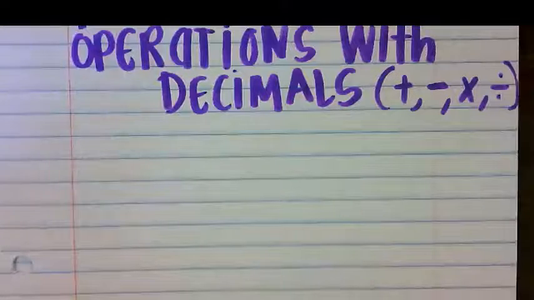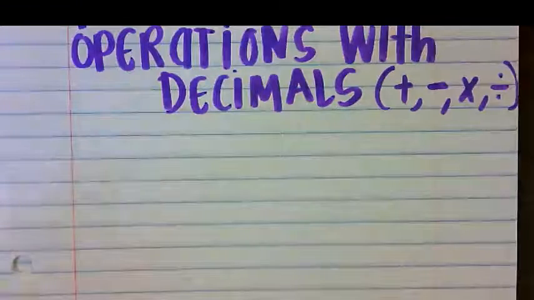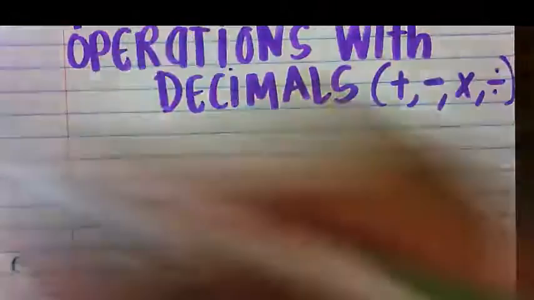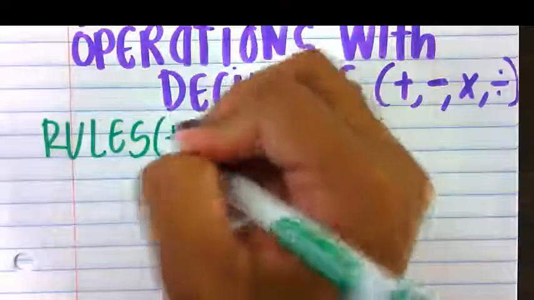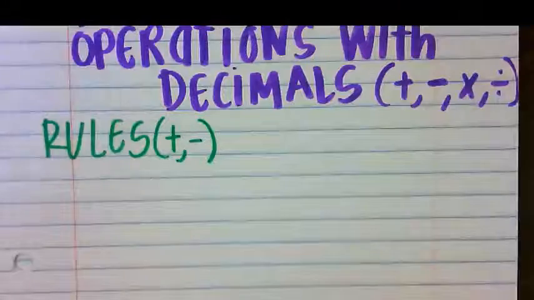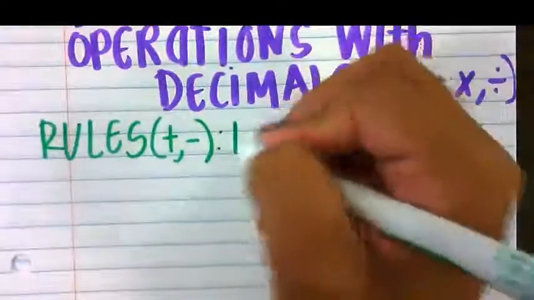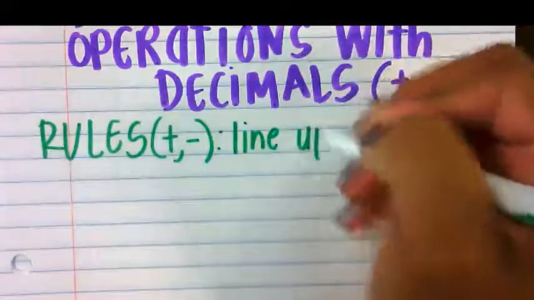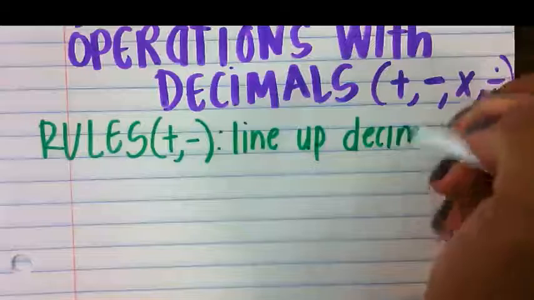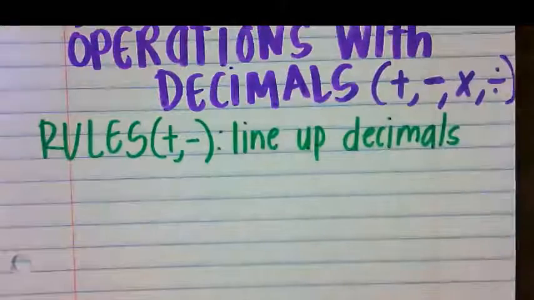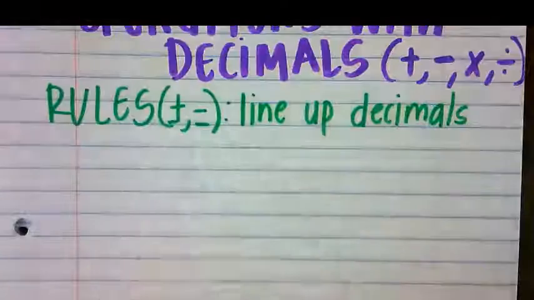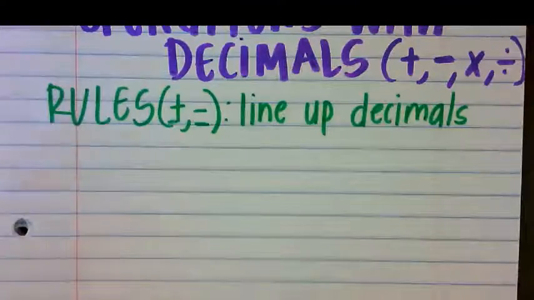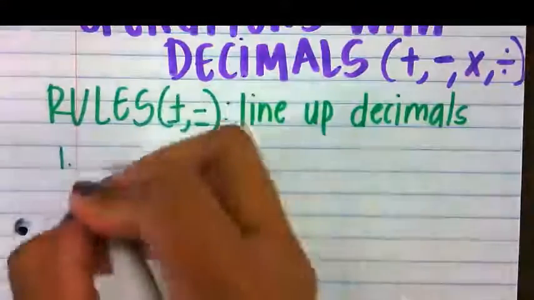The first and second problem are going to be adding and subtracting. So now before we start our adding and subtracting, let's think about our rules. When adding and subtracting decimals, we need to remember to line up decimals. That is our biggest rule that we have to follow when trying to add or subtract decimals. So let's get started.